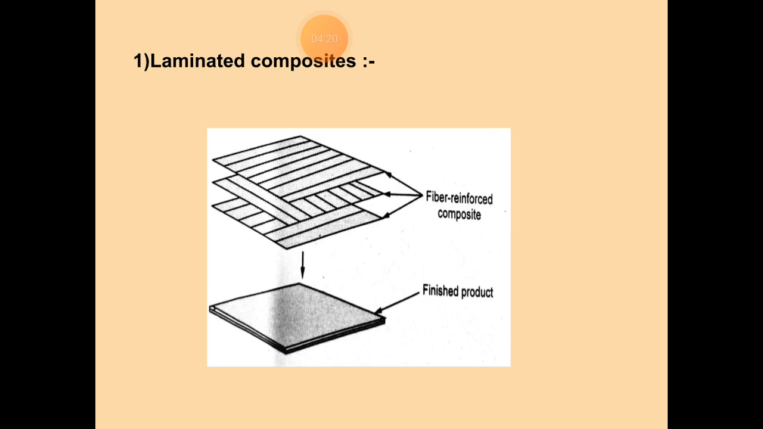First is the laminated composite. The figure shows two fiber reinforced composites and then the finished product of this fiber reinforced, which is laminated. A laminated composite material is a class of FRP composites that consists of several layers of composites, a mixture of fibers and matrix. Each layer may have similar or dissimilar material properties with different fiber orientation under varying stacking sequences.